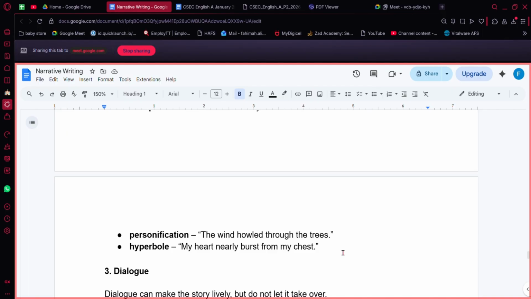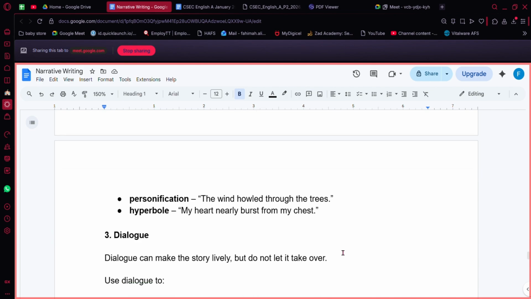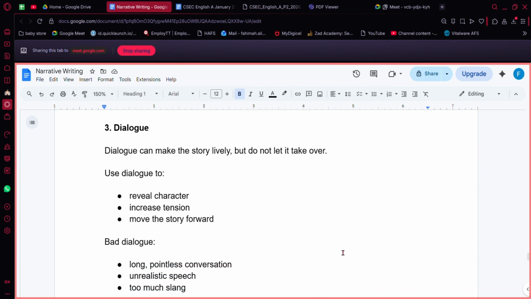Now let's talk about the dialogue. So the dialogue is there to make your story lively, but once again, do not let it take over your story. Do not write unnecessary dialogue. Your dialogue is meant to just reveal the characters, reveal different things about your characters, create tension in your story, and move the story forward. It should not be long and pointless conversation.